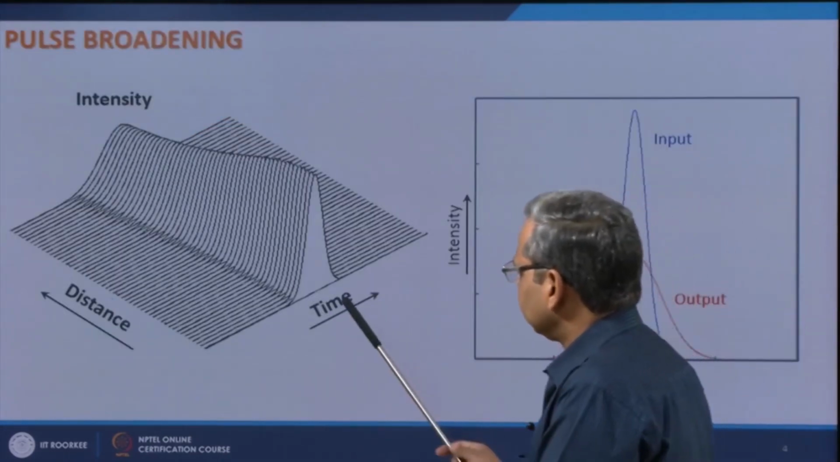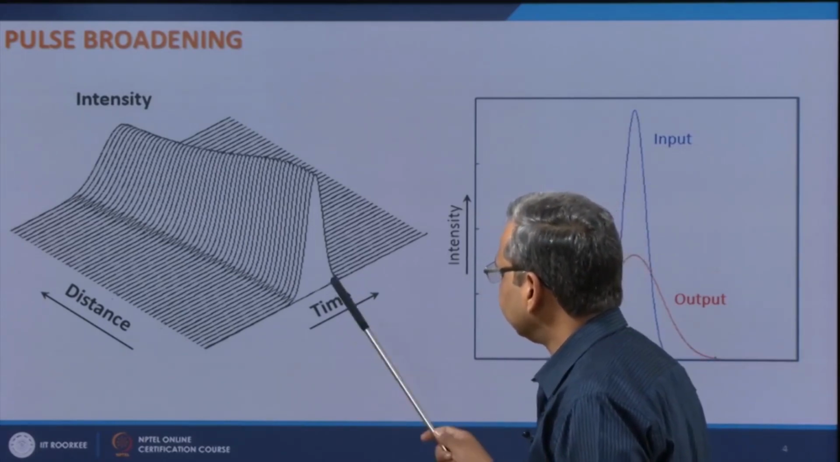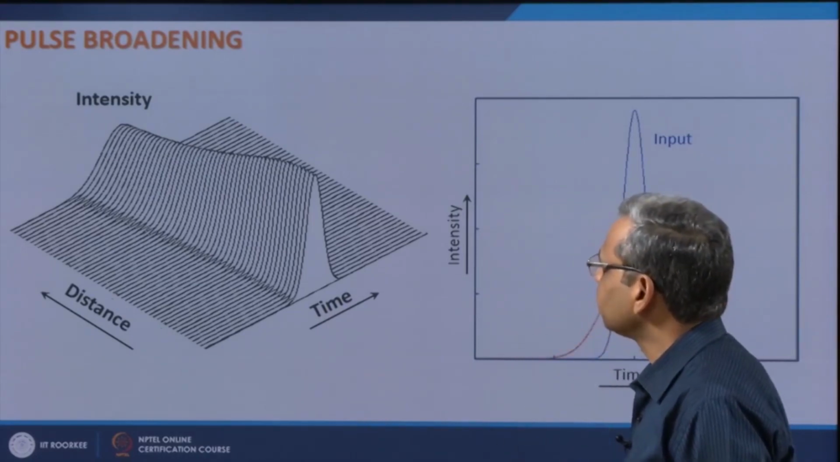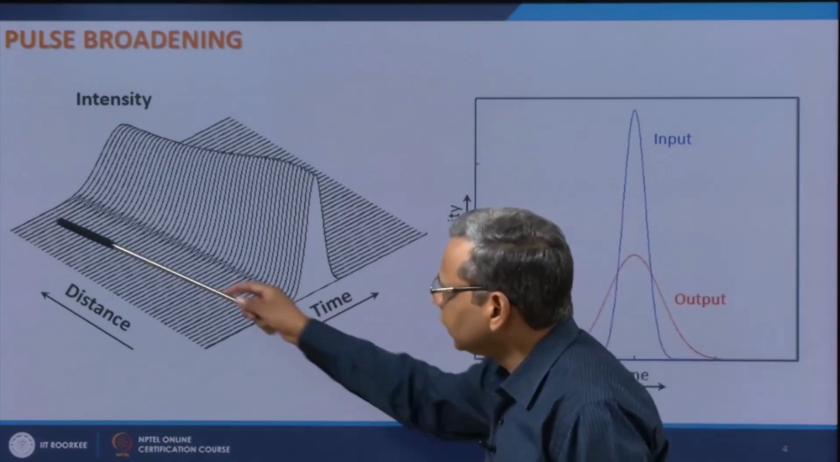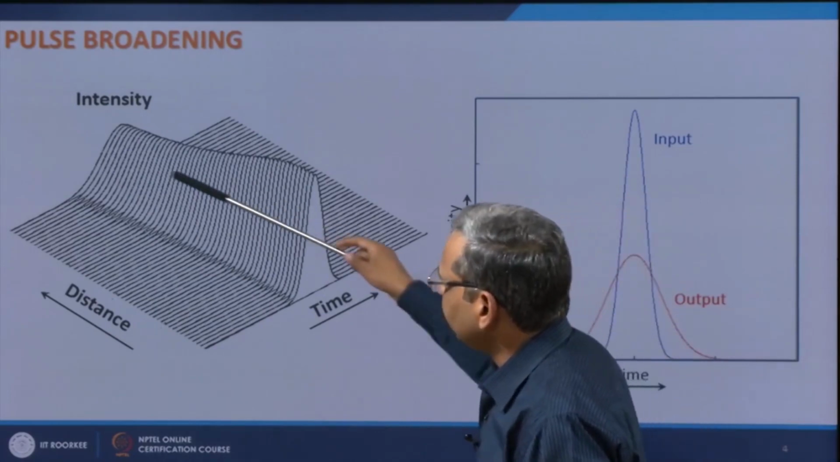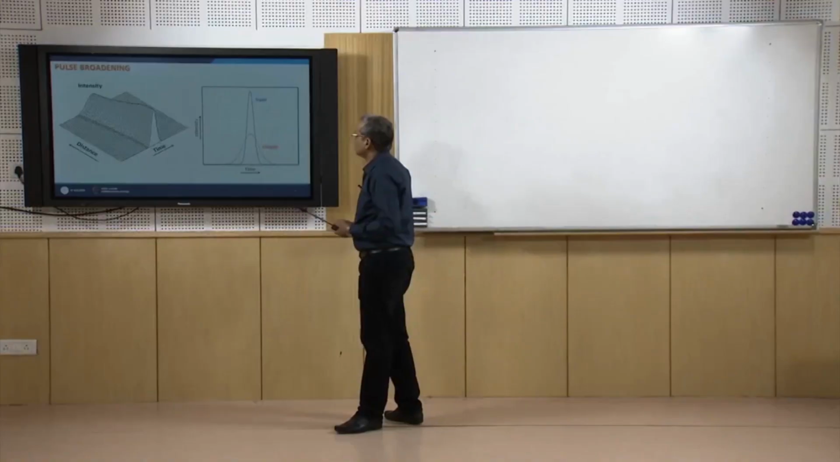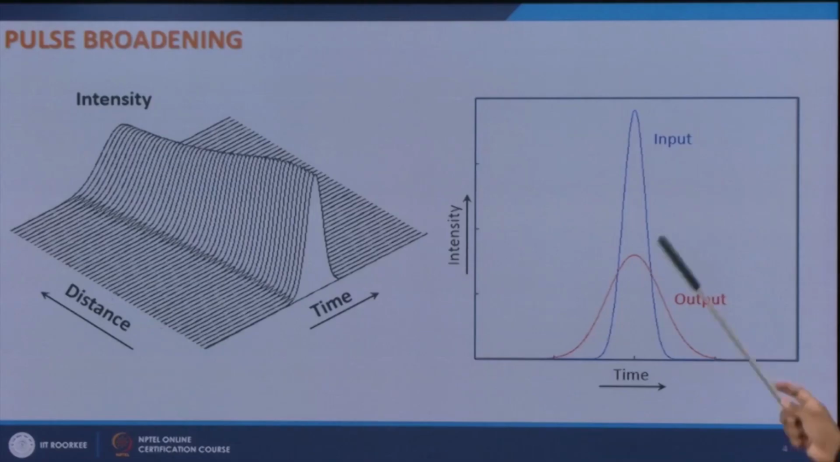So, this is the intensity of the pulse. If I launch an unchirped pulse at z equal to 0 at the input end of the fiber, and see how it evolves along the length of the fiber, then I see that it will get broadened. If I capture this pulse at z equal to 0 at the input end and z equal to L, that is the output end, then it would look like this.